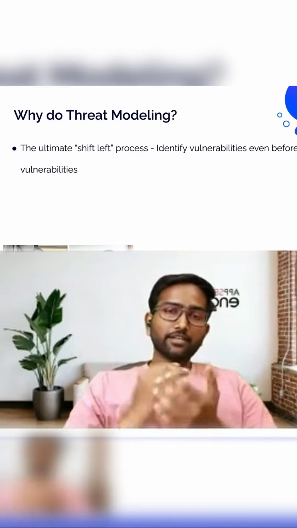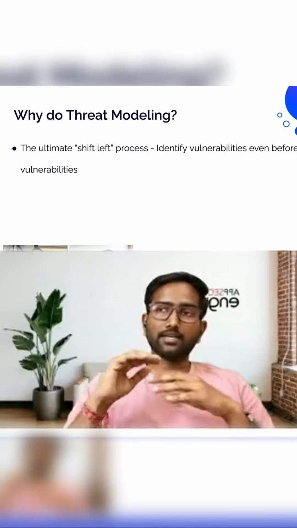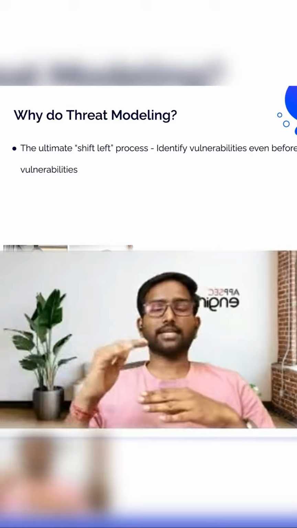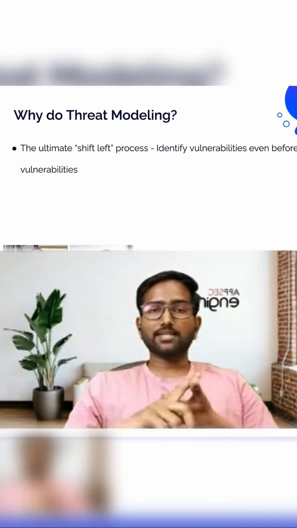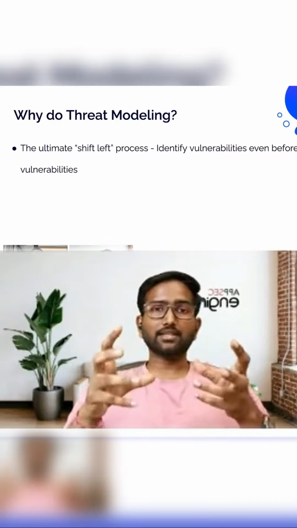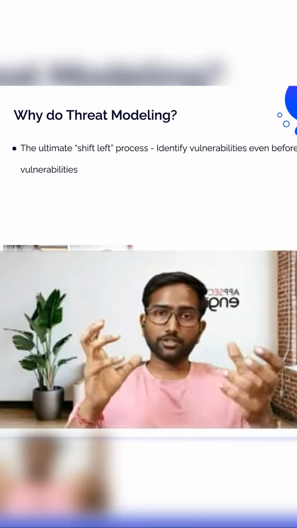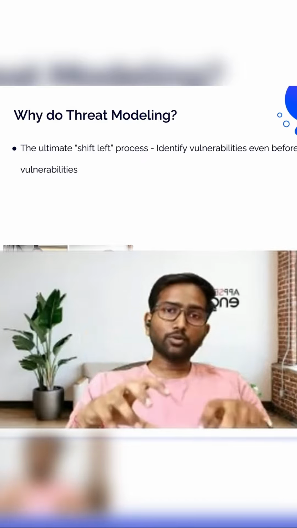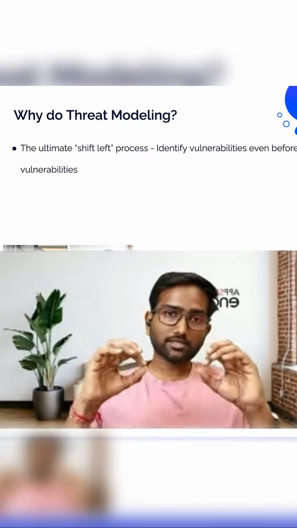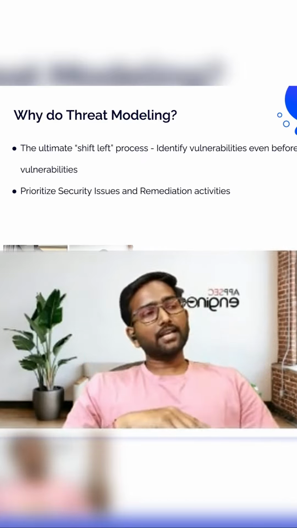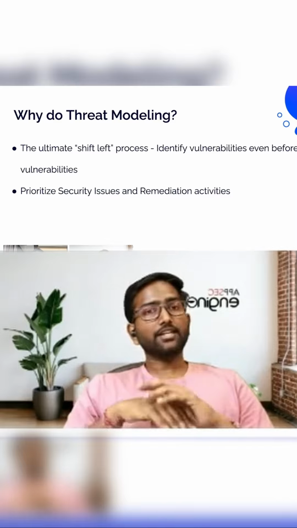It means that even before building, you can completely eradicate several types of risks entirely. So if you're talking about XSS, if you're talking about CSRF, things like this, if you know that there are threat scenarios for your application, you can bake those into your application architecture at the time of building itself. And it allows you to prioritize security issues and your remediation activities.